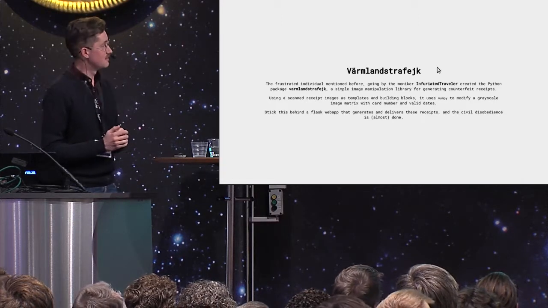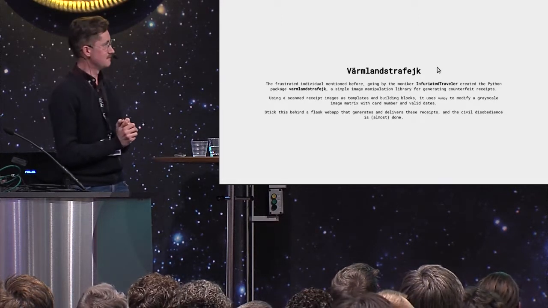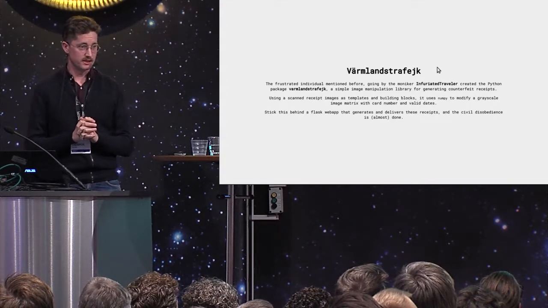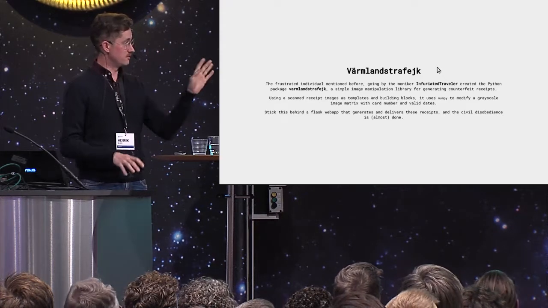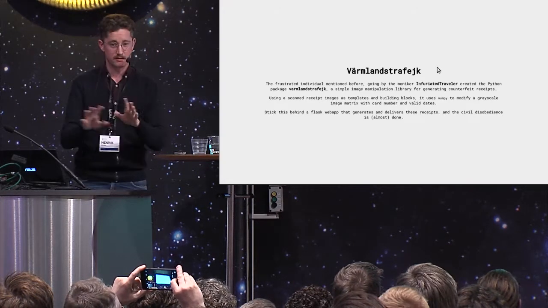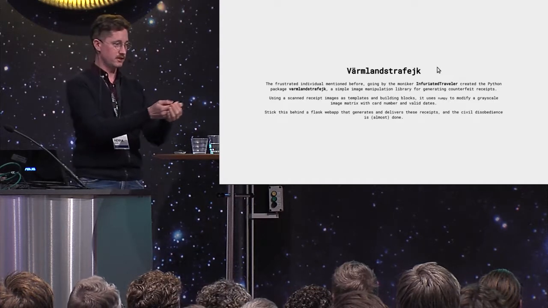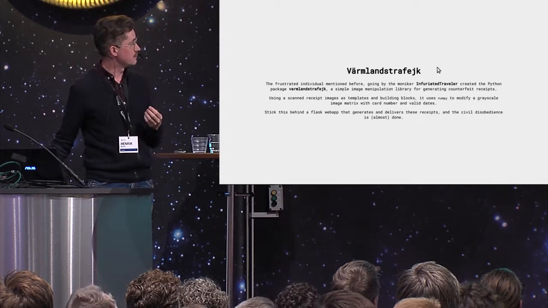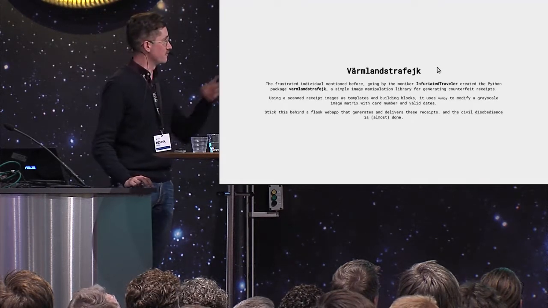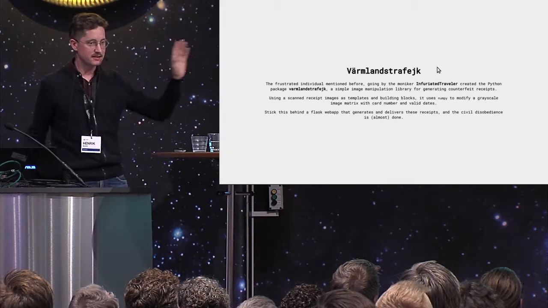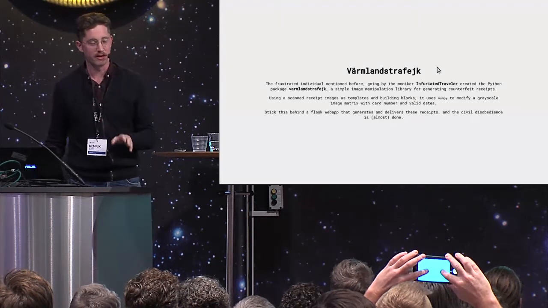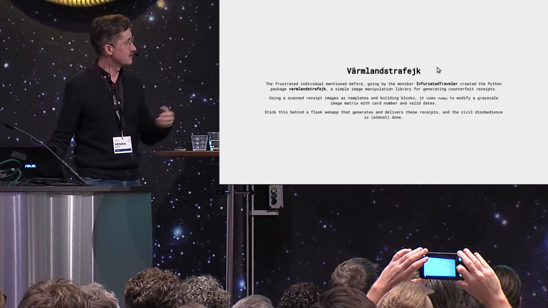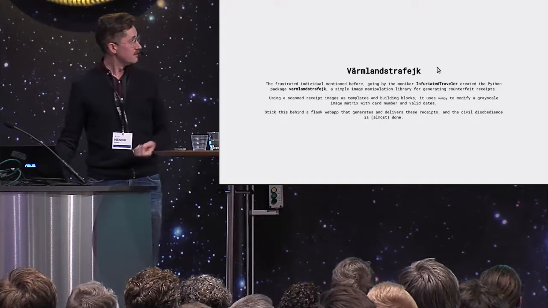It's a nice Swedish pun. It's a simple image manipulation library for generating counterfeit receipts. So this person scanned receipts, extracted the digits, and using very simple NumPy operations on the grayscale image matrix, modified these and made it possible to generate counterfeit receipts. And the person stuck this behind a Flask web app to generate and deliver these receipts.